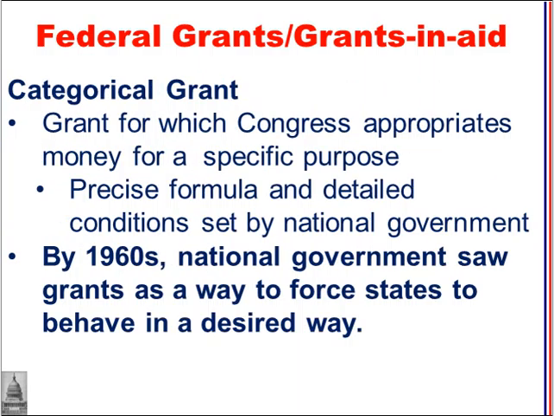Okay, so here's the first type of grant, a federal grant called a categorical grant. These are grants for which Congress appropriates or gives money for a specific purpose. It usually involves a precise formula and is subject to detailed conditions imposed by the national government. So by the 1960s, the federal government saw this type of grant, this categorical grant, as a way to force states to behave in a specific way, in a desired way.